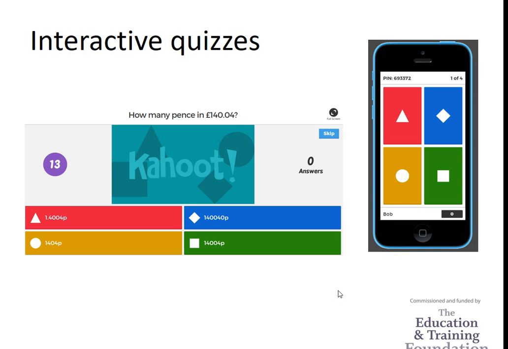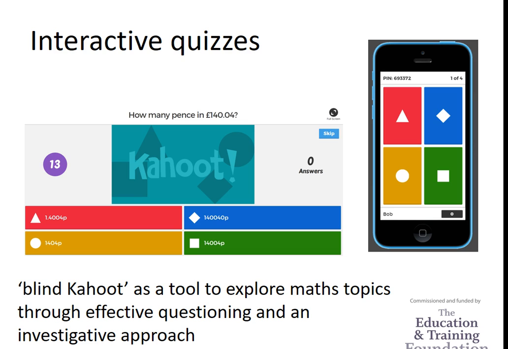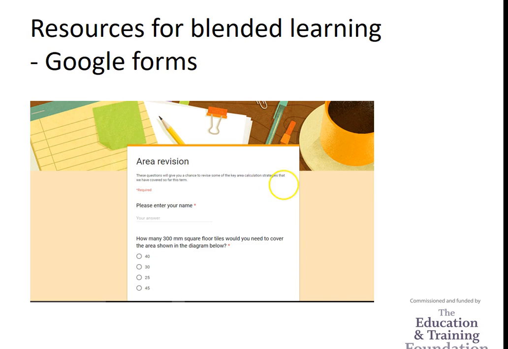We look at interactive quiz software like Kahoot, but we look at other packages as well. And if you're already familiar with Kahoot, we look at how you can set up what's called a blind Kahoot, which is a really interesting way of using the software package to explore maths topics in an investigative way as a structure for a session. We look at use of Google Forms to create online quizzes that learners could do after the session.